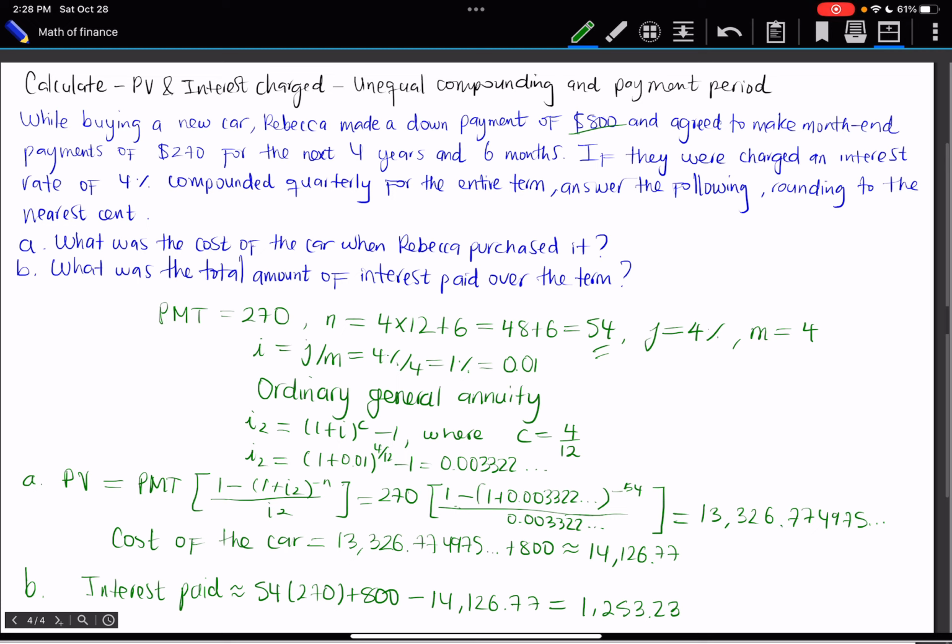All right, so that's the end of this problem. Remember that we're working with an ordinary general annuity because payments are made at the end of a term. That makes the annuity ordinary. But the compounding period is not equal to the payment period. So we need to find the equivalent periodic rate. And then we use formulas that apply when we have ordinary simple annuities to find a solution to part A of this problem. And then for part B, we just subtract a couple of values.